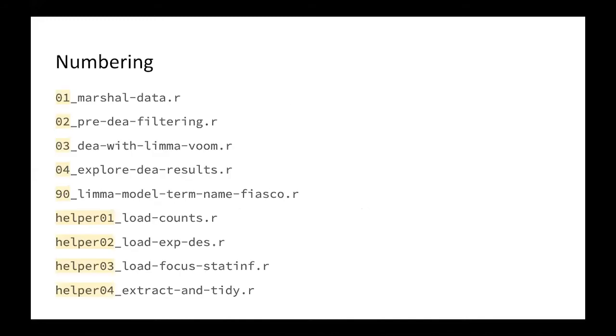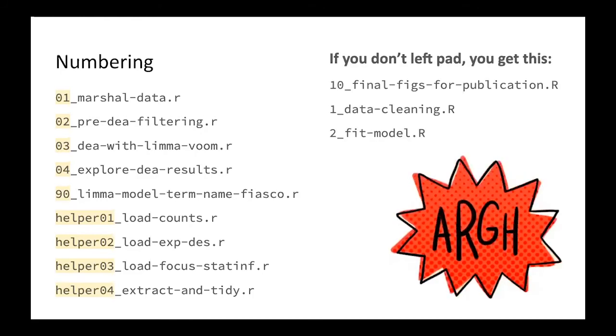Okay, so let's look closer at some of that default ordering that I'm talking about. Again, putting something numeric first in your file names allows you to easily sort your files in a logical order. And if you don't use that left pad in your numbers, you get a jumbled list, which isn't helpful anymore.